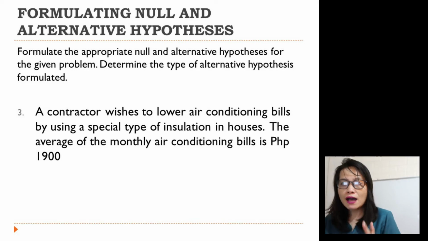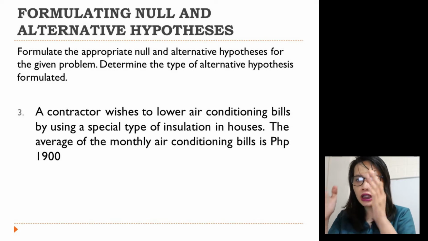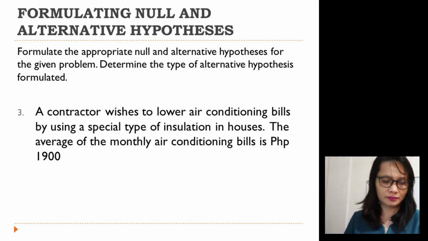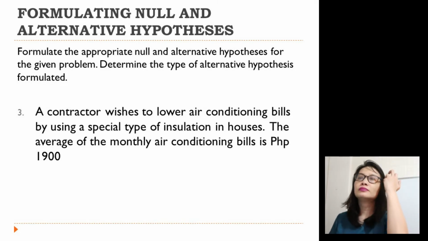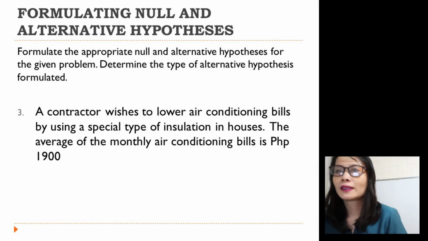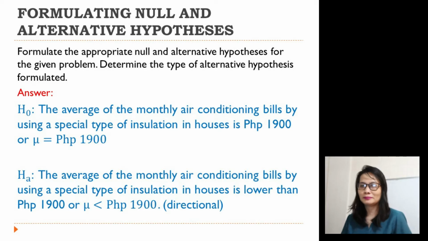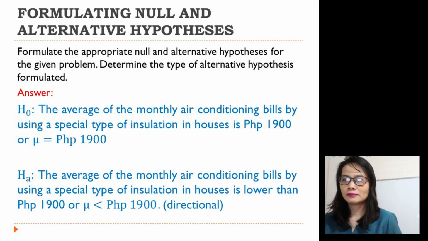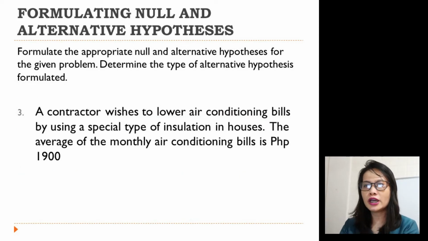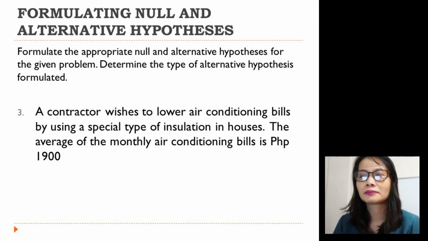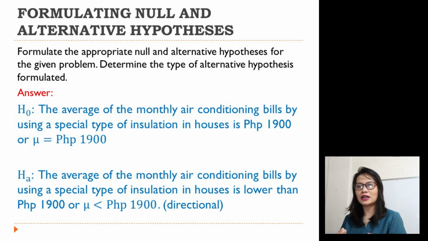houses. The average of the monthly air conditioning bills is 1,900. So in this particular example, what is your H0? Mu is equal to 1,900. Okay, mu is equal to 1,900. What about HA? Try to examine. Your mu is equal to 1,900, so what is your HA? The mu is less than 1,900. Okay, very good.